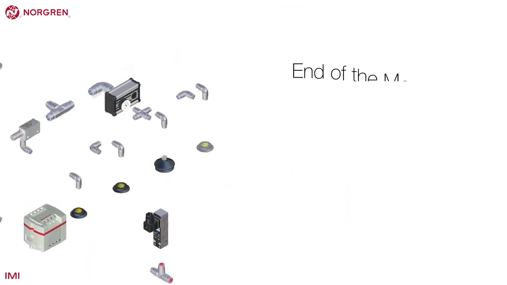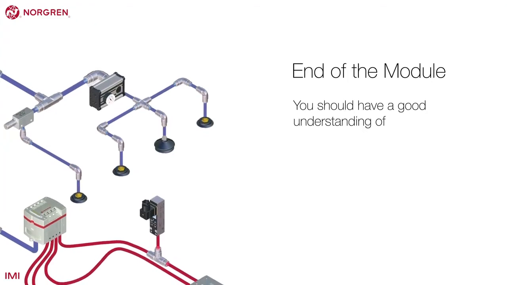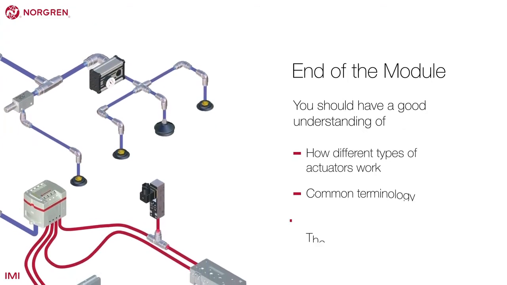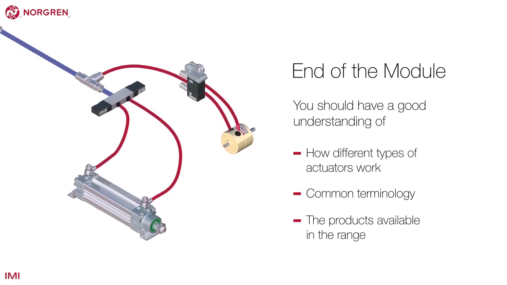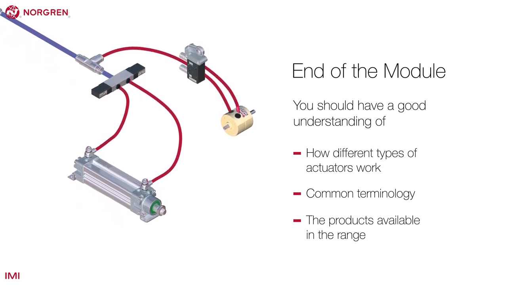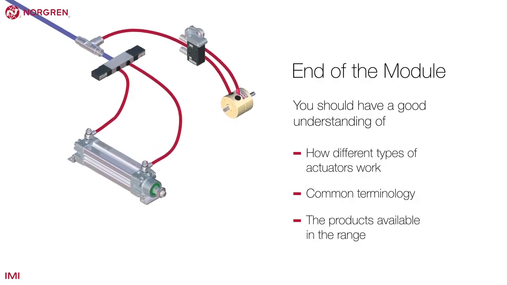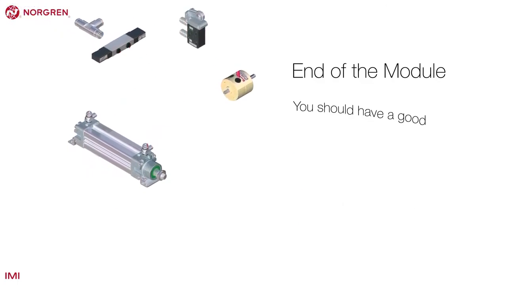That's the end of the module. You should now have a good understanding of how different types of actuators work, common terminology, and the products available in the Norgren range. There are other related products available from Norgren not covered in this course. Please visit the website to find out more.